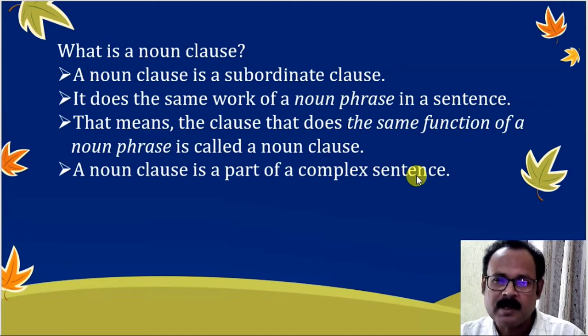That means the clause that does the same function of a noun phrase is called a noun clause. So what is a noun clause? That's the right definition of noun clause. So the clause that does the same function of a noun phrase is called a noun clause. Then a noun clause is a part of a complex sentence, because noun clause is a part of a complex sentence. That means only in a complex sentence can you see a noun clause.